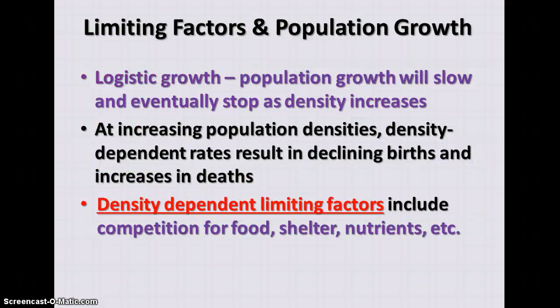Now, in logistic growth, like we just saw, the population will slow and eventually stop. And so what happens is this is when you have different kinds of limiting factors, and there are two different kinds of limiting factors. There are density-dependent limiting factors and density-independent limiting factors. The density-dependent limiting factors include competition for food, shelter, nutrients, things like that. If there's a limited amount of food, which there always is when you reach a certain point, then that's going to depend on the density of the population.